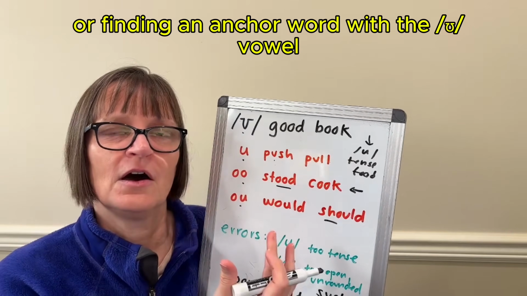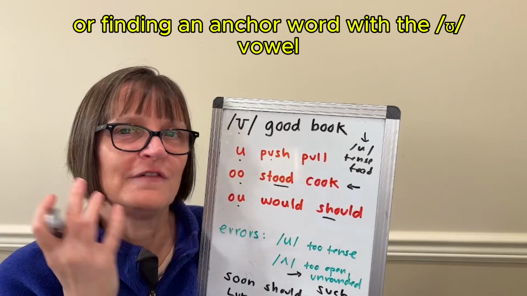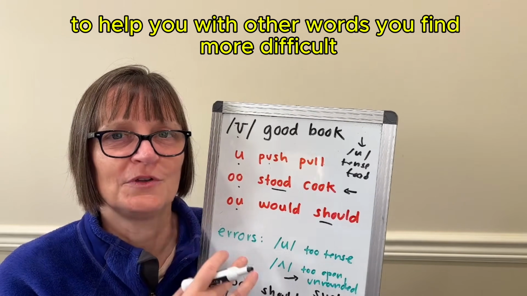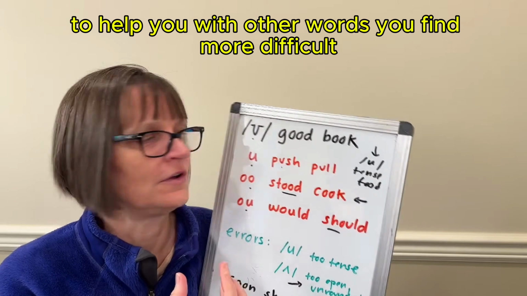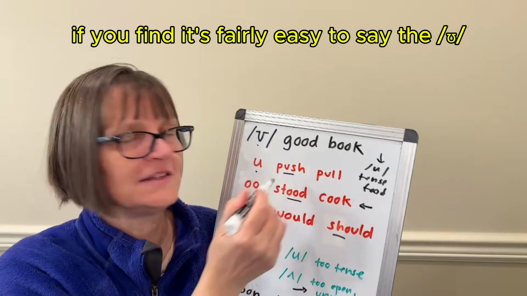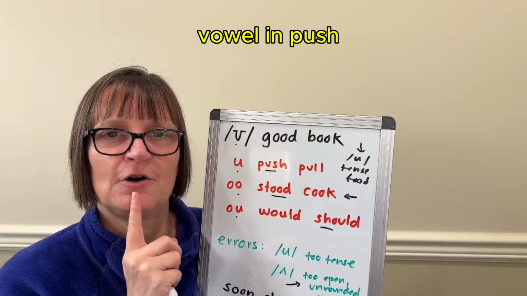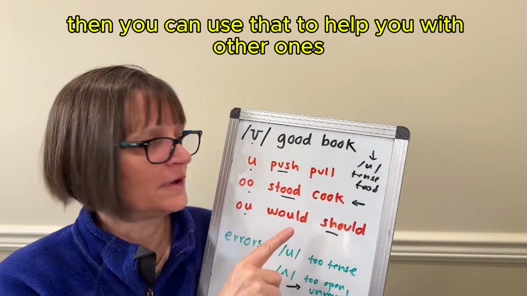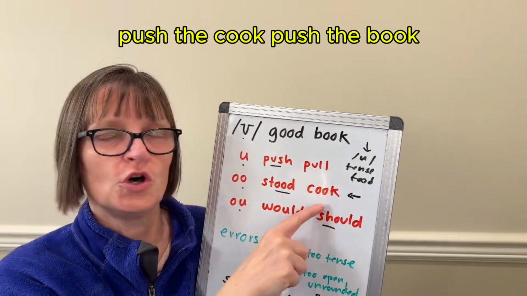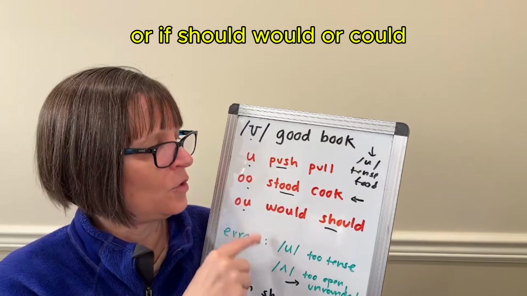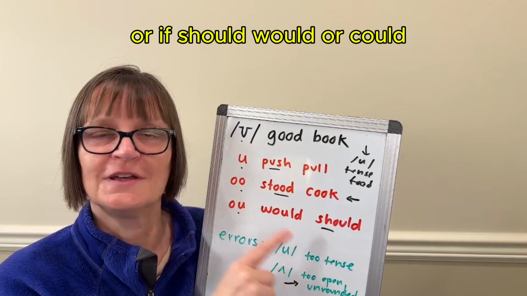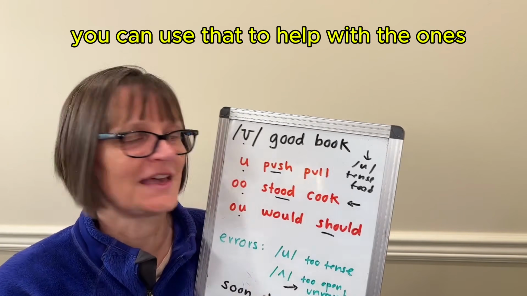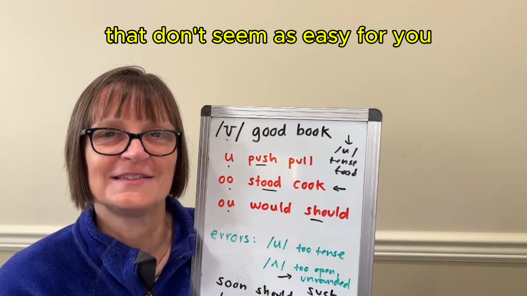Or finding an anchor word with the vowel where you can hear it and say it correctly, and use that same word to help you with other words you find more difficult. So for example, if you find it's fairly easy to say the vowel in push, then you can use that to help you with other ones. Push the cook, push the book. Or if should, would, or could comes naturally to you because of this spelling, because of that sound, you can use that to help with the ones that don't seem as easy for you.